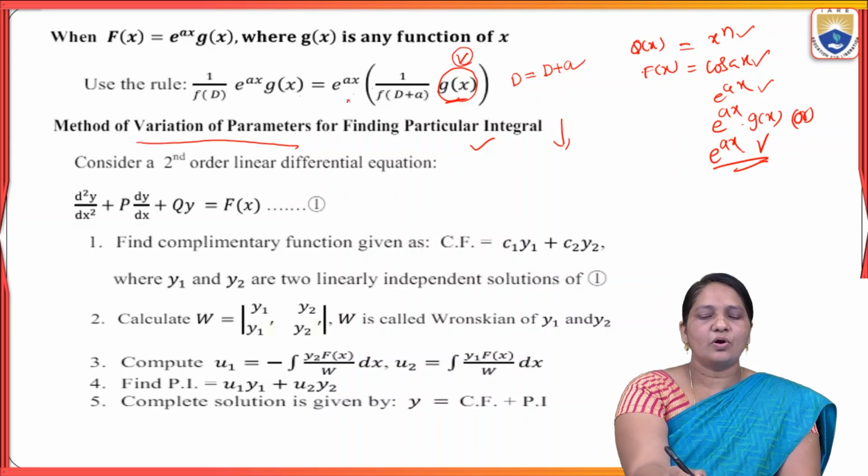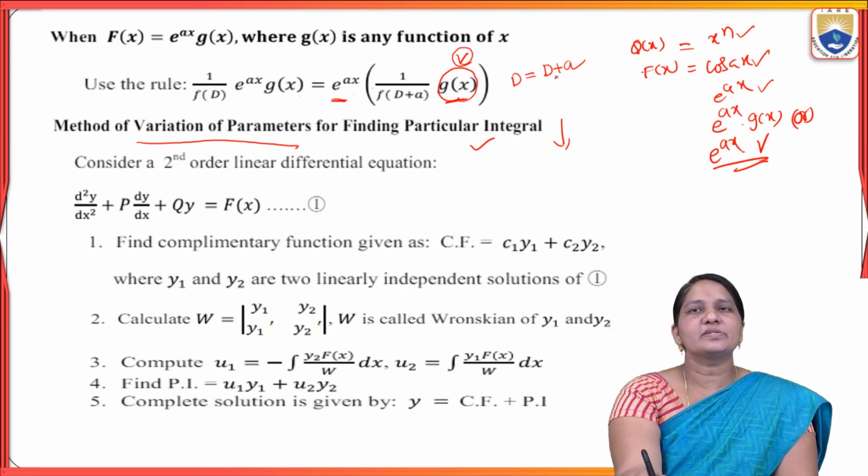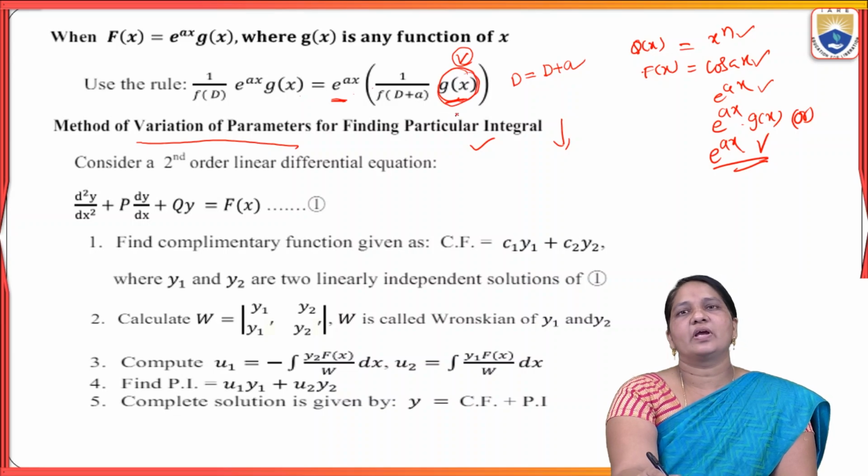So the first step is we have to take e power ax out, and in place of d, we have to replace the d plus a. So based on this g of x value, we are going to follow that procedure.